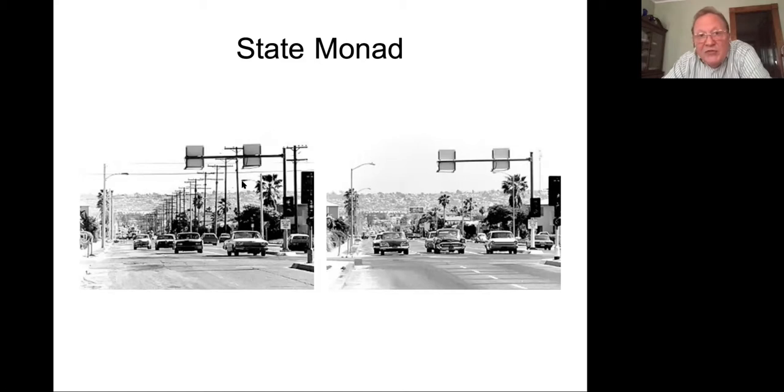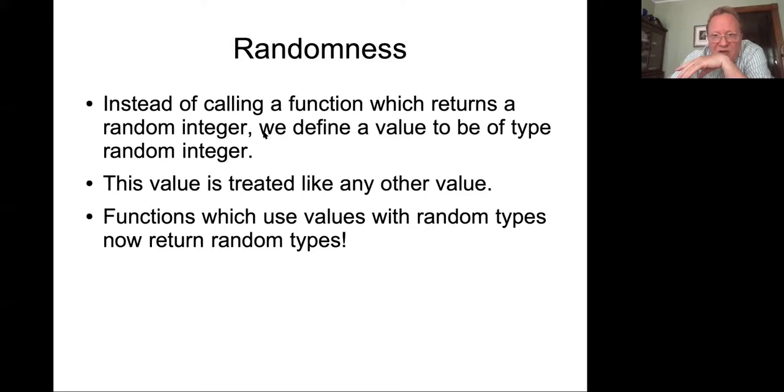So let's see how the state monad can help us solve the randomness problem. So here's what I said. Instead of calling a function which returns a random int, we define a value to be of type random int. And the value is treated like any other value. But now functions which use values with random types must return random types. And I'm talking about a random type, but a random type now is a value which depends upon a threaded seed.